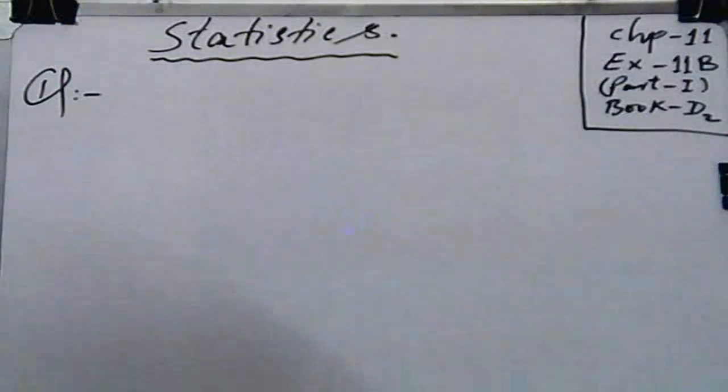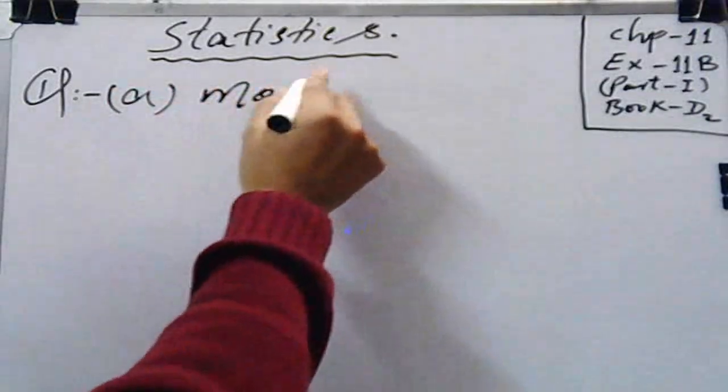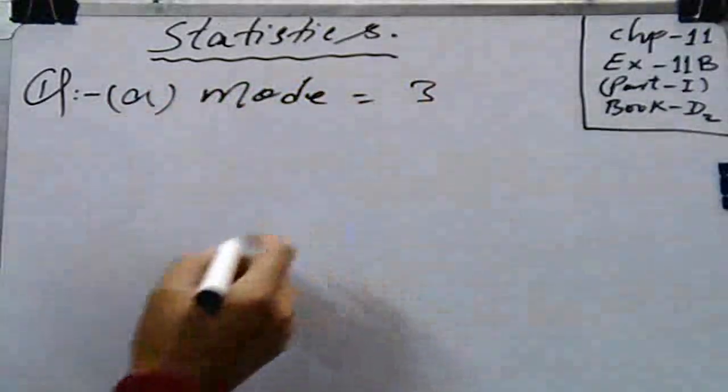Mode, what is mode? The often repeated term is known as mode, which is the most frequently repeated term in given data. So if we see the term in question number A, it is clear that in this data 3 is your mode, because 3 is repeated 3 times, more than any other number. So in part A, mode is 3.